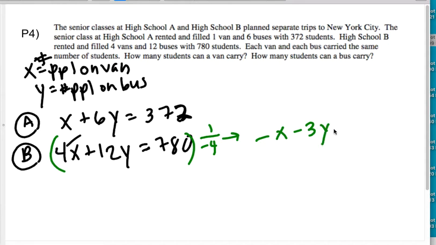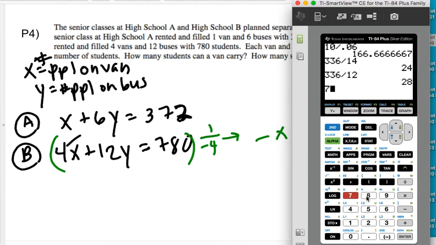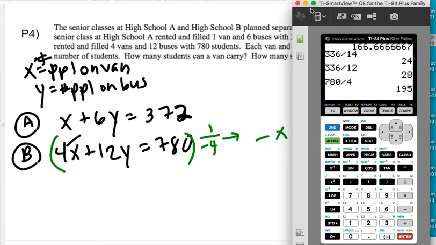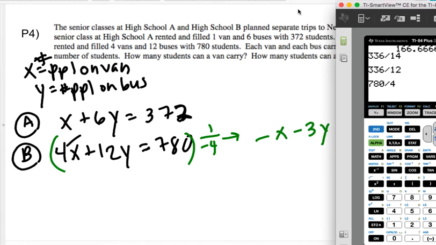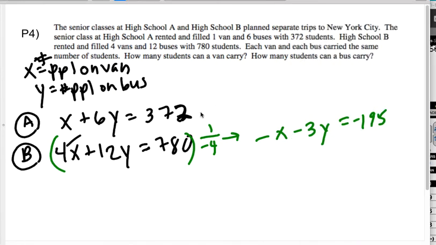Let's see, that'd be 780 divided by 2 is 390, divided by 2 again would be 195. I think it ends up being a -195, but I'm not sure. We'll double check, because sometimes my brain is tragic. So let's do 780 divided by 4. Hey, 195. Awesome sauce. All right, and then this guy was already an X plus 6Y equals 372.